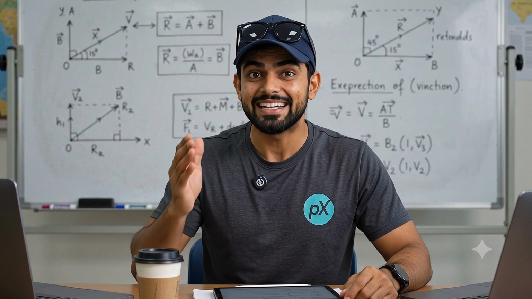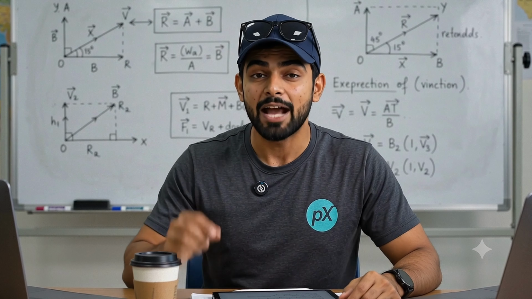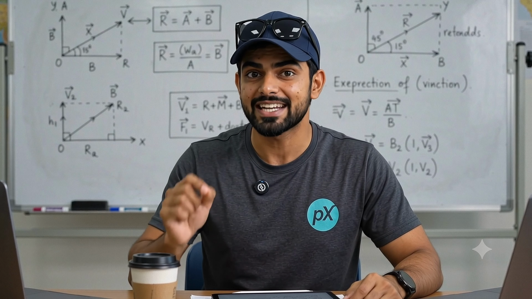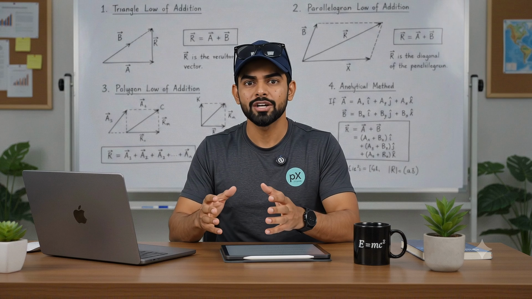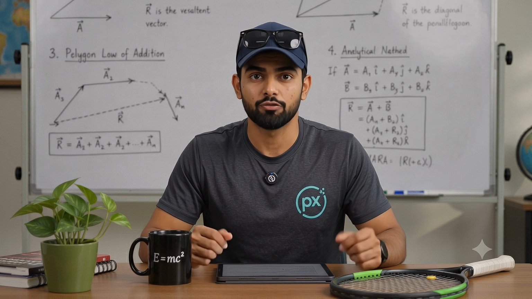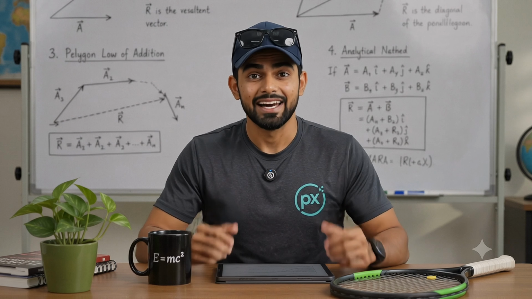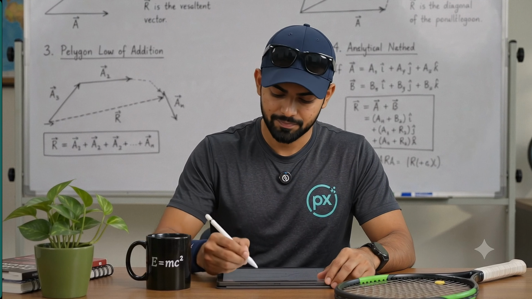Question number 3.8. A particle starts from the origin at t equal to 0 second with a velocity of 10j meter per second and moves in the xy plane with a constant acceleration of 8i plus 2j meter per second squared. A. At what time is the x coordinate of the particle 16 meters? What is the y-coordinate of the particle at that time? B. What is the speed of the particle at that instant? Now that we've understood the question, let's solve it step by step.